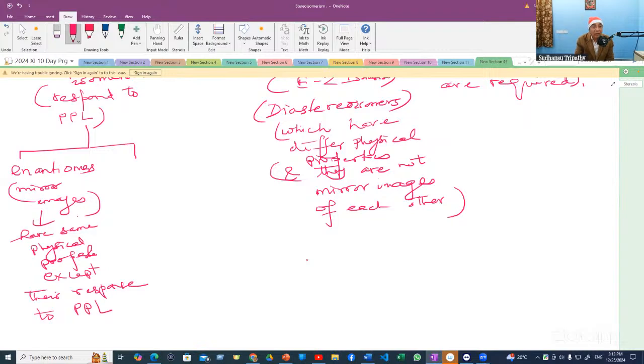And a molecule having multiple stereocenters can also have diastereoisomers or diastereomers, which are not mirror images. They have different physical properties.